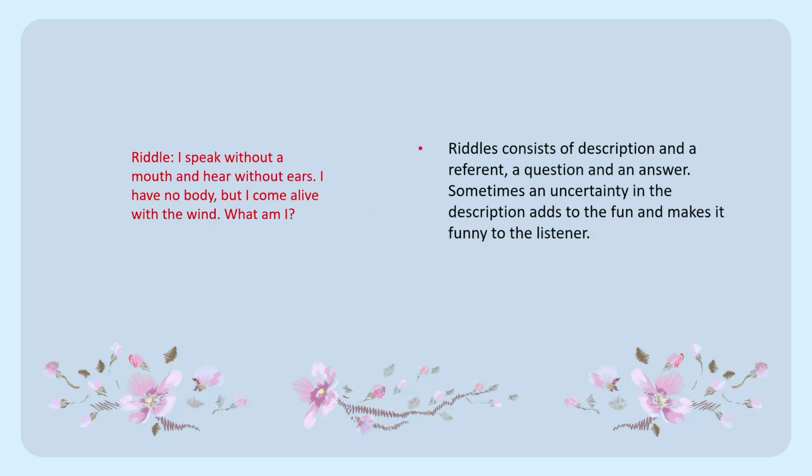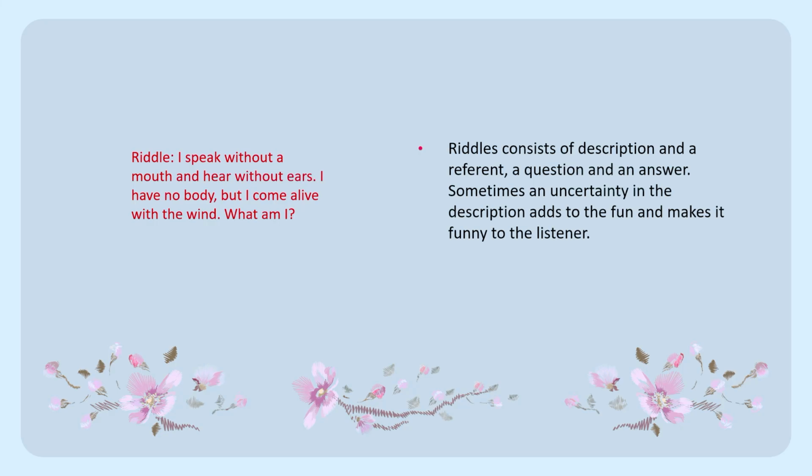I speak without a mouth and hear without ears. I have no body, but I come alive with the wind. What am I? Okay, so it's an echo, which doesn't speak and doesn't have ears, but it comes alive with the wind. As we go to a mountain and shout our name, for example, it comes back to us. So that's an echo.